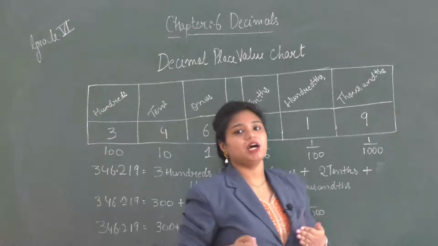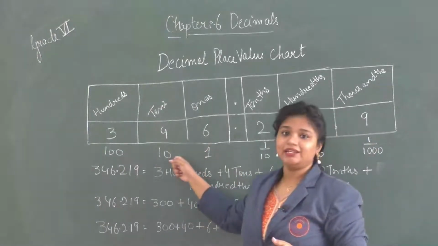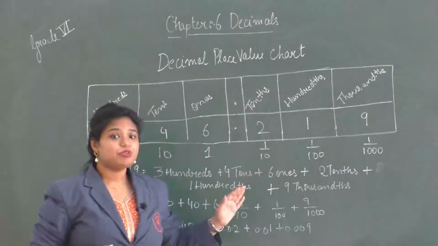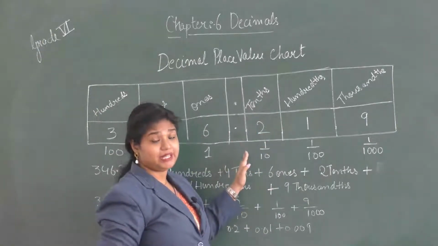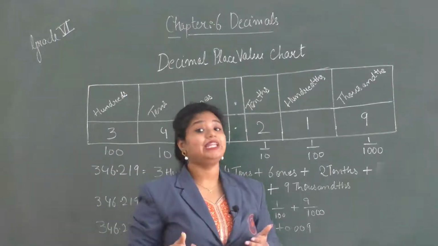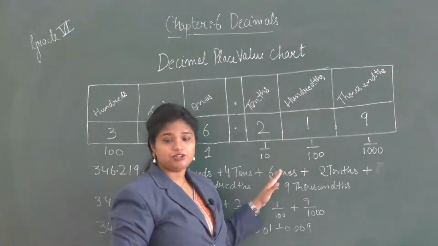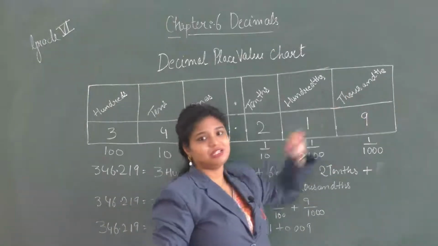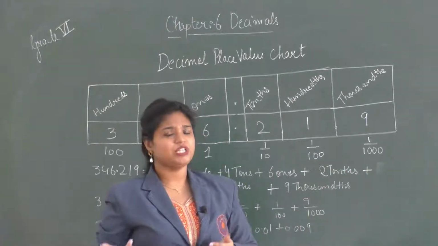Now in the whole number part, we know that the place value starts at ones, 1, 10, 100, 1000, 10,000 and so on. In the decimal part, it is 1 by 10. Tenth is written as 1 by 10. Now what is 1 by 10? 1 by 10 is 1 part out of 10 equal parts. Similarly, 100th is written as 1 by 100, which is 1 part out of 100 equal parts, and 1000th is written as 1 by 1000, that is 1 part out of 1000 equal parts.